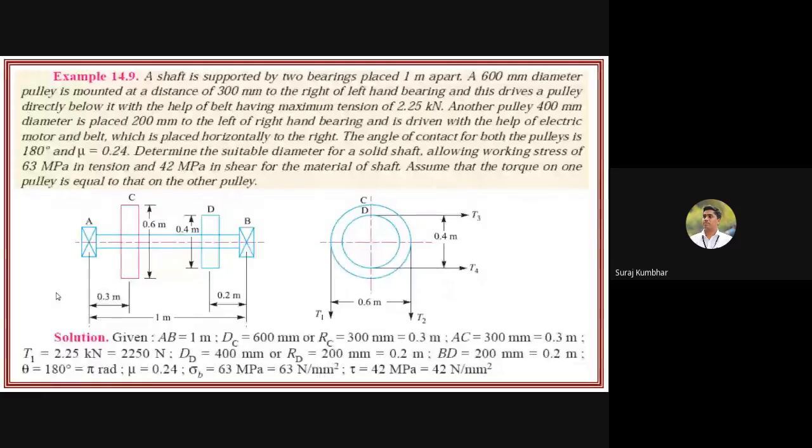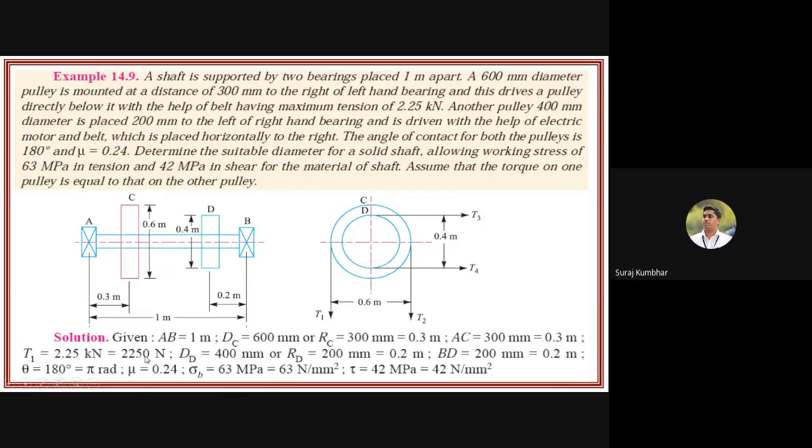So now we'll go through what the given data is. Given data: AB is equal to 1 meter. They have given you the distance from one bearing to another bearing as 1 meter. DC, that is the diameter of C pulley, is equal to 600 mm. It is already given. And RC, the radius of C pulley, is 300 mm, which is 0.3 meter. Then AC, the distance from bearing A to the C pulley, is 300 mm, 0.3 meter.